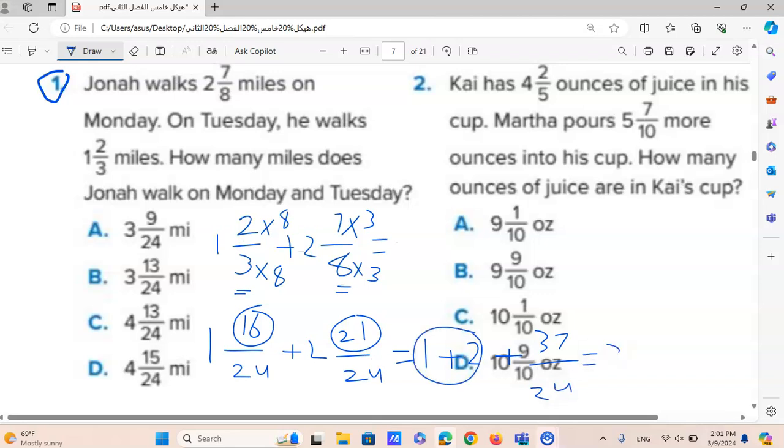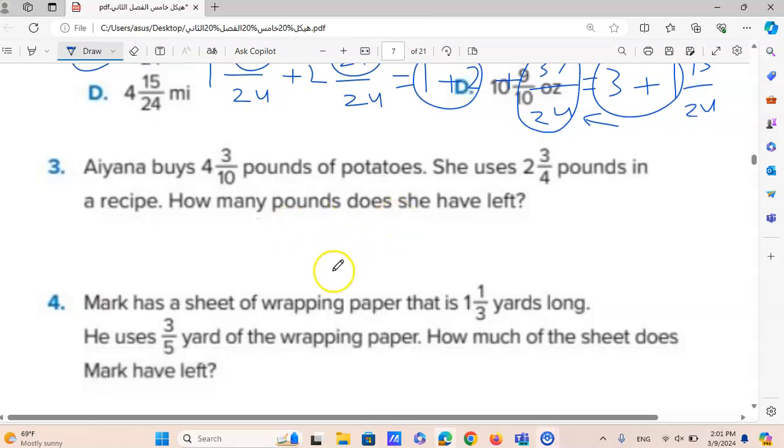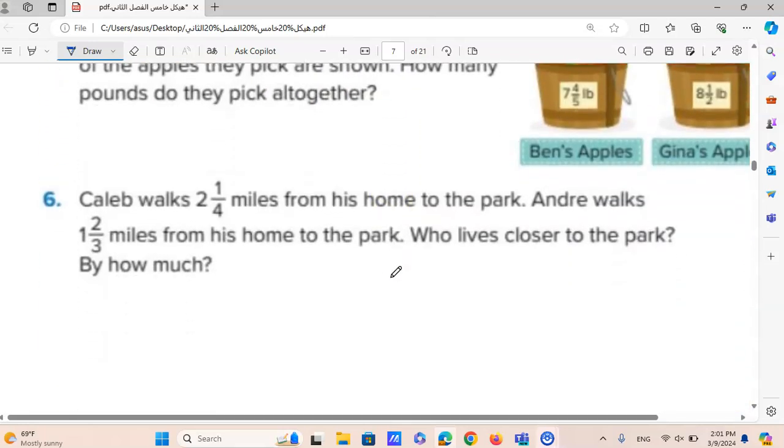2 and 1 equal 3, plus. Here I can simplify or write it another way because the numerator is greater than the denominator. You can make one whole. Each 24 makes one whole. So one whole, and how many are left from 37? If we take 24 from 37, 13 remains. 13 over 24. When you add them together, they will be 4 and 13 over 24, and this is the correct answer. Okay, let us go here in the same way.